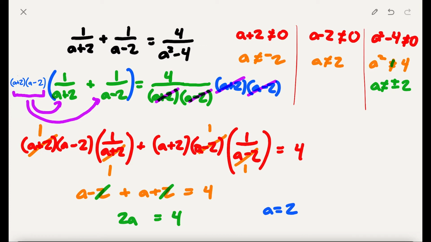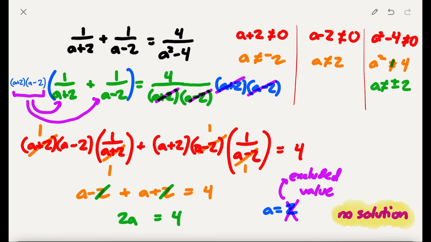But the problem with this is a cannot be equal to 2, because if that was the case, you'd be dividing by 0. So because 2 is not actually the answer, it's not a possible answer because it's an excluded value. Let me write that down really quick. Excluded value. Because it's an excluded value, the answer for this one would just be no solution. All right, on to the next one.